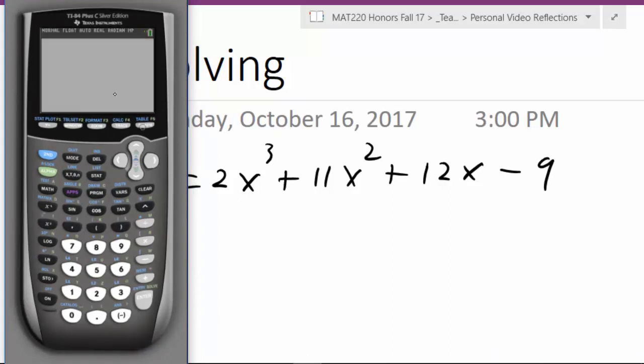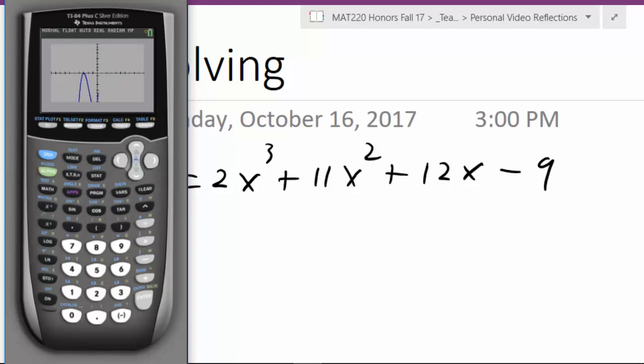So the idea here is I've already gone through and put in my y equals line. I've already put in this function here. And for my window, I just did a standard scale of -10 to 10. So I simply did a Zoom 6 for standard, and that gives us the graph that came up just a second ago.